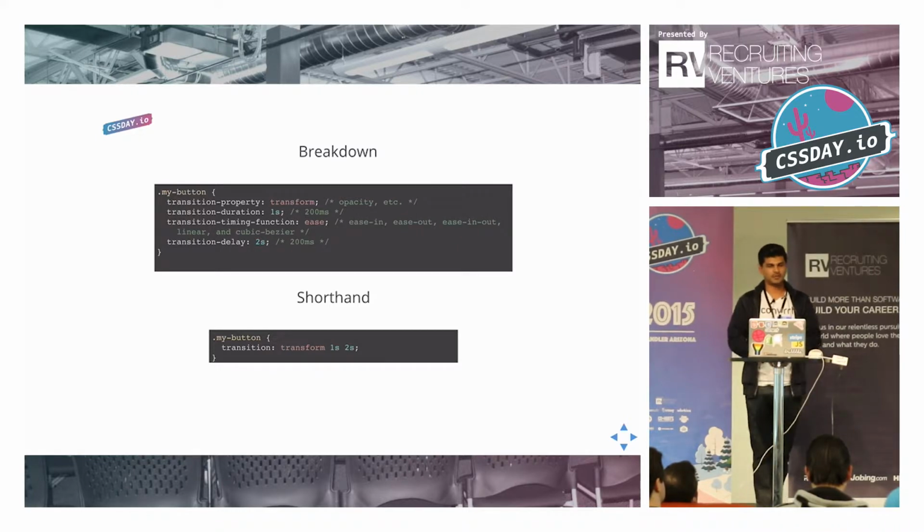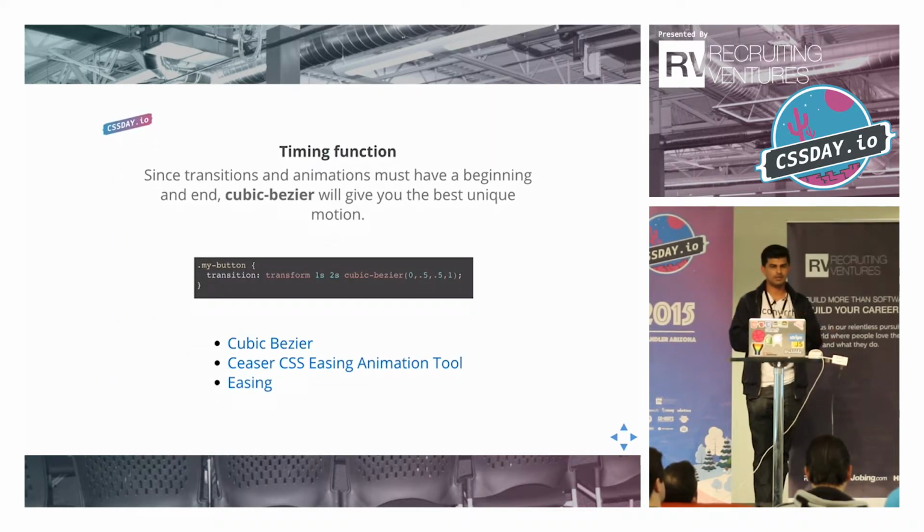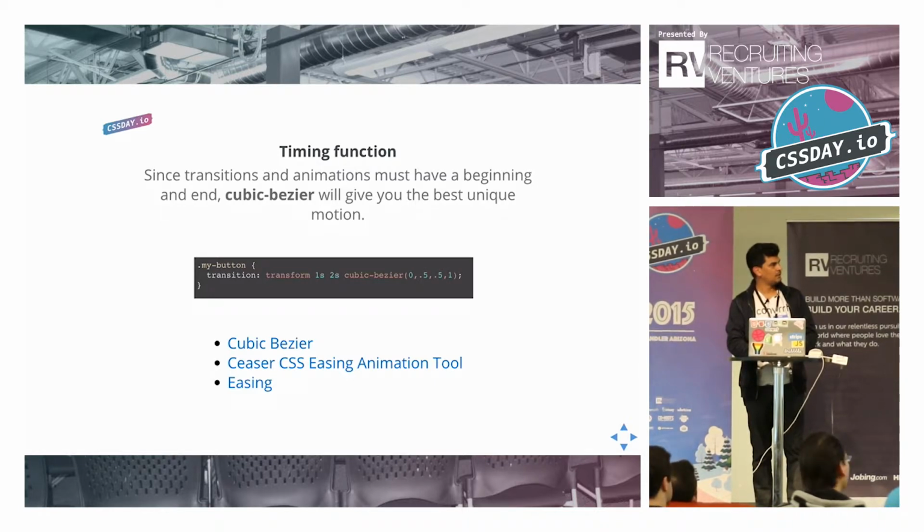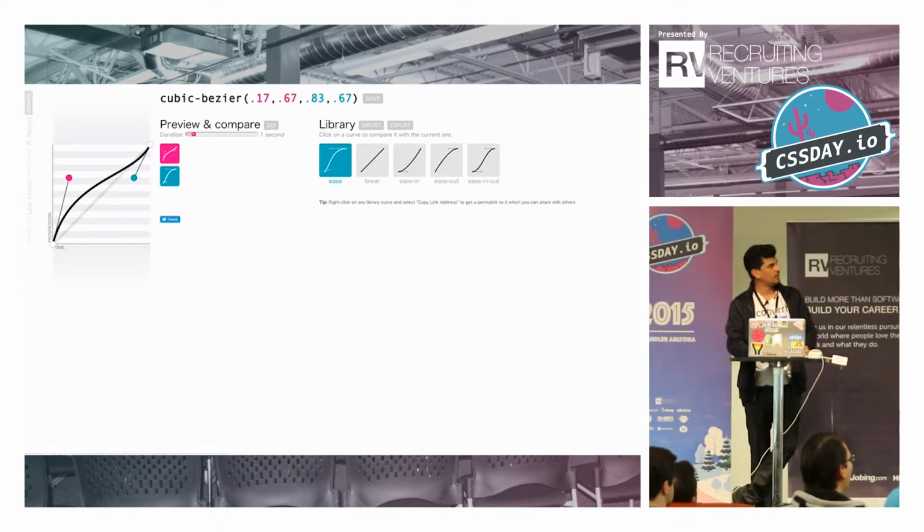The timing function is, since transitions and animations must have a beginning and end, cubic Bezier will give you the best unique motion. Cubic Bezier, so I've added some links at the bottom. These are some really helpful links. I do urge you to check them out, but this particular link over here allows you to create smooth animations and really play around with how you want to create your animation.